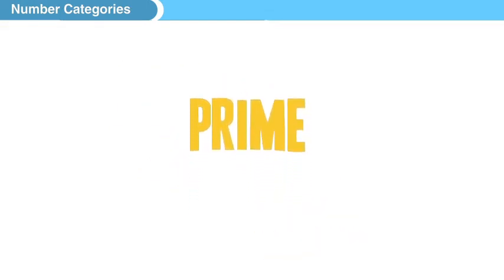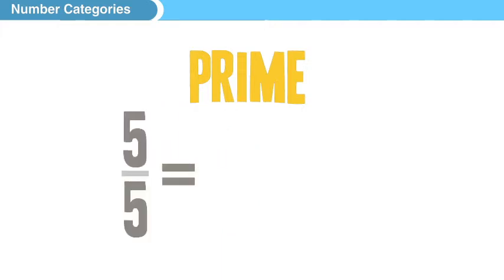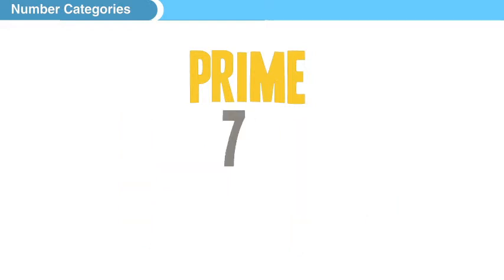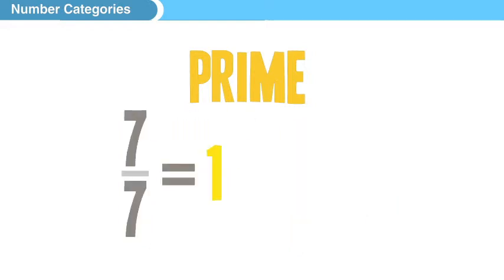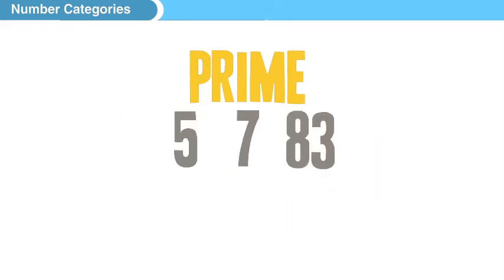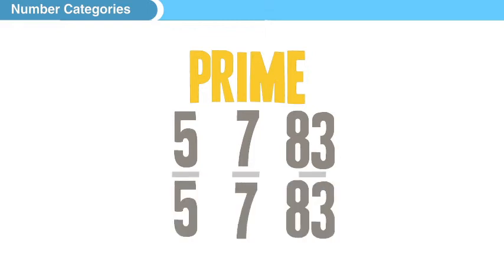Next up, prime numbers. A prime number is any number greater than 1 that can be divided evenly only by 1 and itself. So 5 can only be divided by 5 and by 1. So it's prime. Same with 7. You can only divide it by 7 and 1. It's prime. Same with 83. Every prime number only has two factors, 1 and itself.